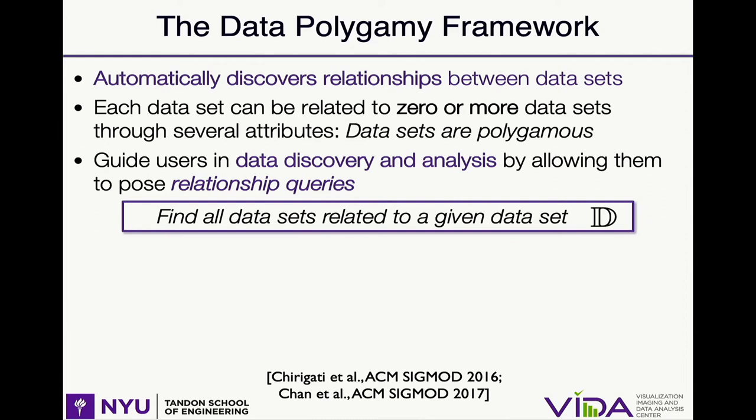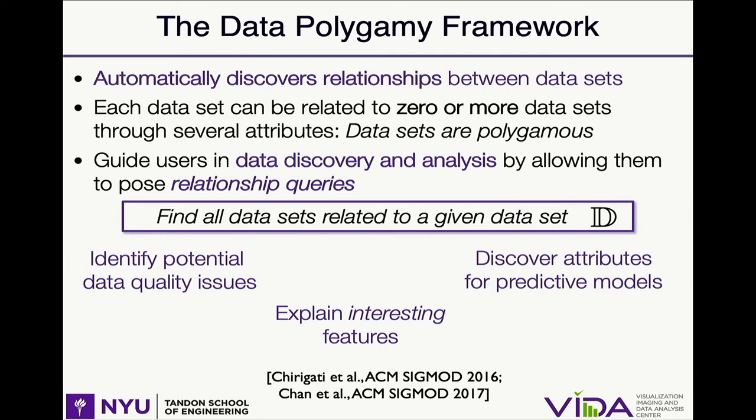Given a data set D, find me all other data sets that are related to D. The applications here are identifying potential quality issues and explaining interesting features. Another application that we're working on right now is, can you discover new attributes that can improve predictive models?